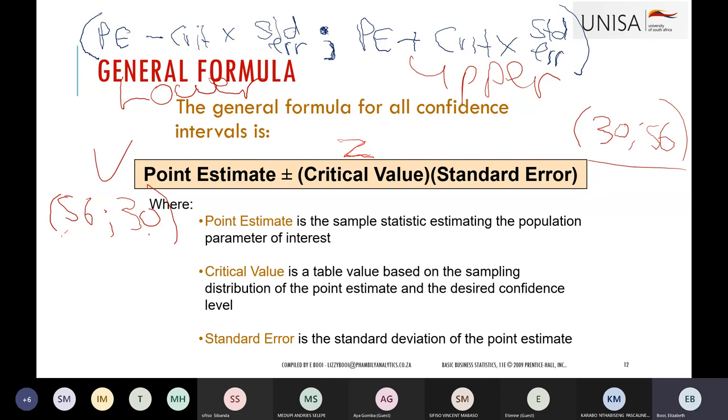Okay. So the point estimate, which is our statistic, will be our mean, and we'll look at an example just now. The critical value will be based on the confidence level. It is our Z value, which we get by using the confidence level, our probability on the table, to go find the Z value. Those Z values are our critical values. The standard error is your standard deviation divided by the square root of n for the mean.